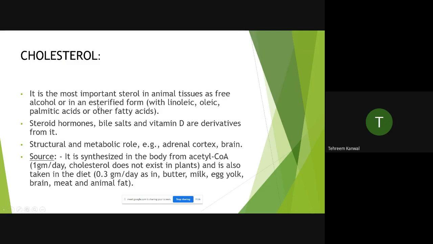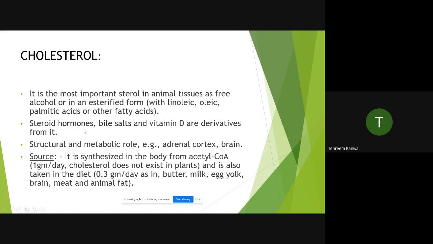What is this esterified form? Previously, we discussed that sterols do not have any fatty acid attached to them. In cholesterol, a fatty acid can attach to its ring structure, and this attachment of a free fatty acid makes it more soluble. This esterification occurs when cholesterol is transported within the body.